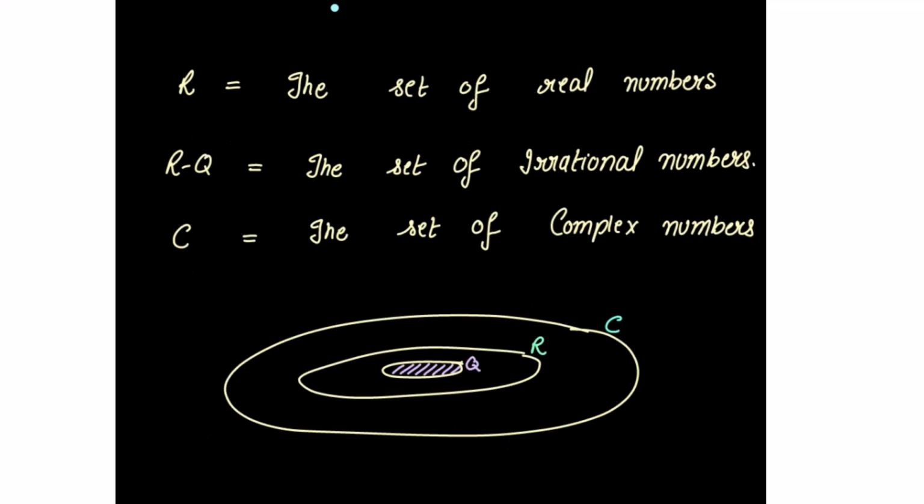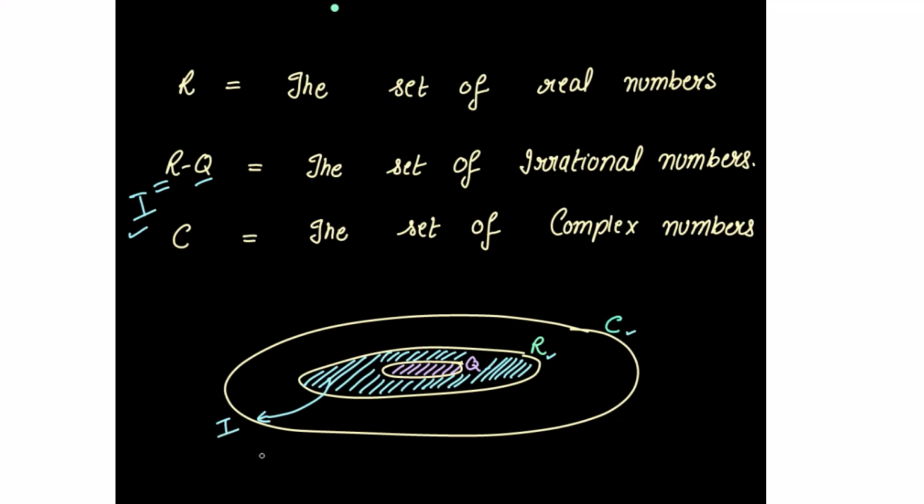Then R is the set of real numbers, and if I exclude the rational numbers from the real numbers, then I will get the set of irrational numbers, denoted by I. And then C is the set of the complex numbers. So we can also understand this diagrammatically. Here C is the set of the complex numbers, R is the set of the real numbers, and Q is the set of the rational numbers. If I exclude the set of the rational numbers from the real numbers, then I get the set of irrational numbers, right?